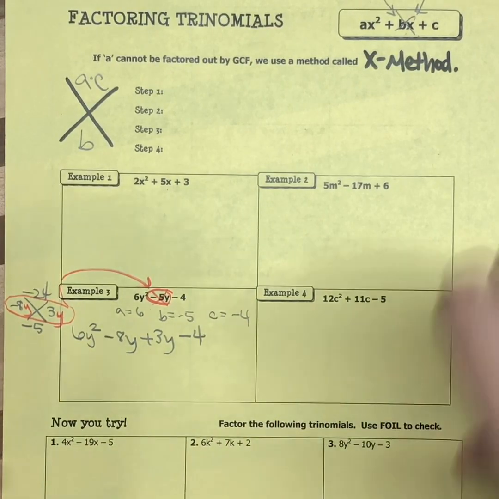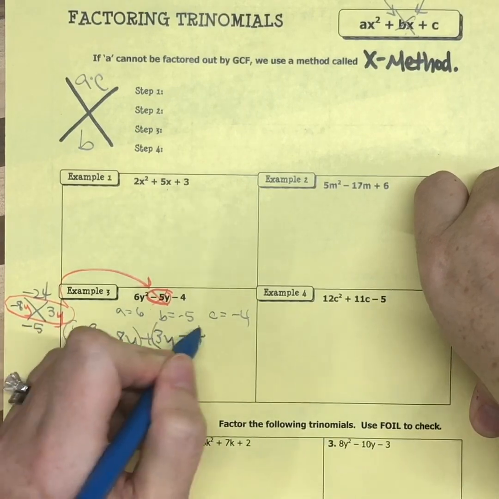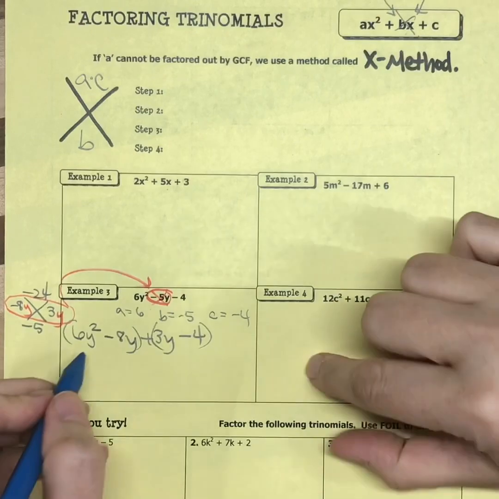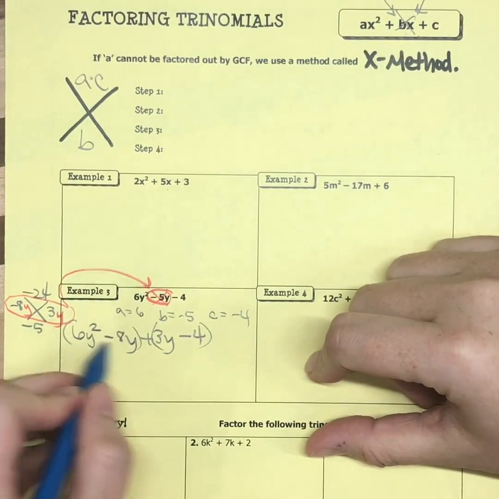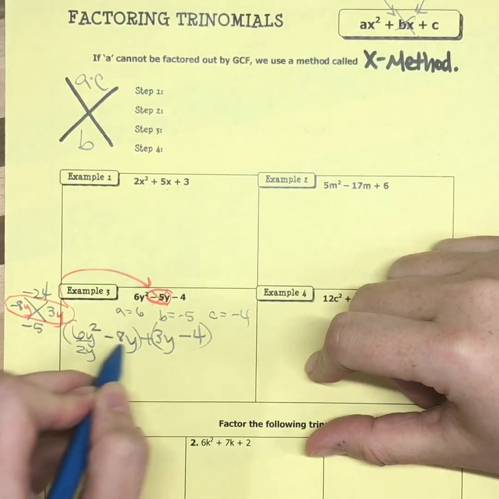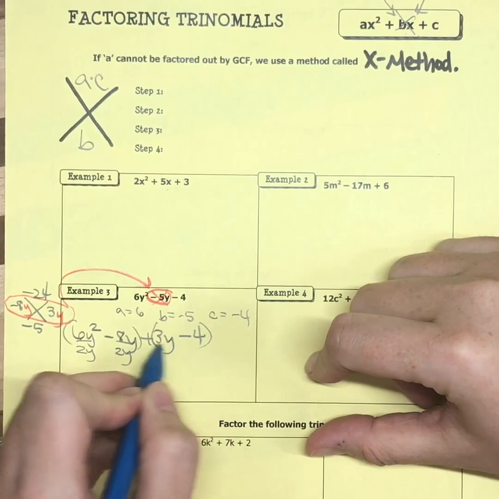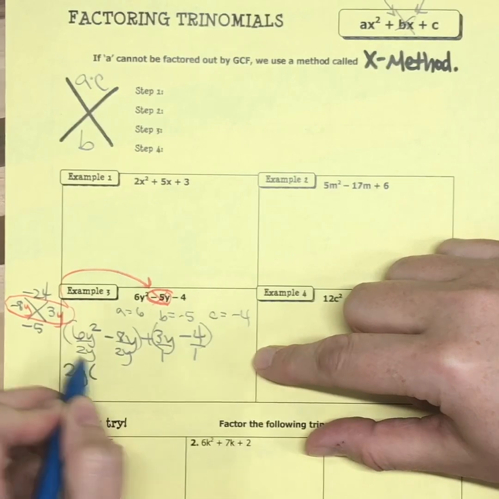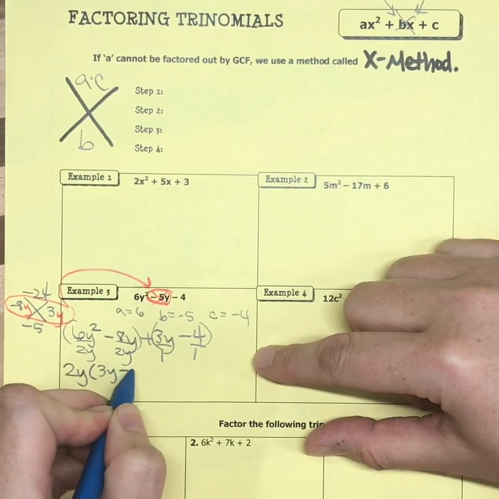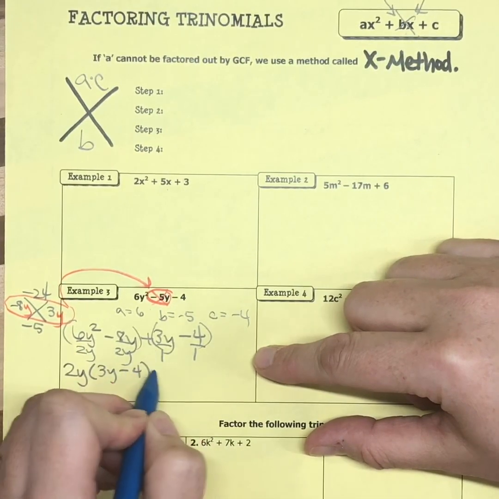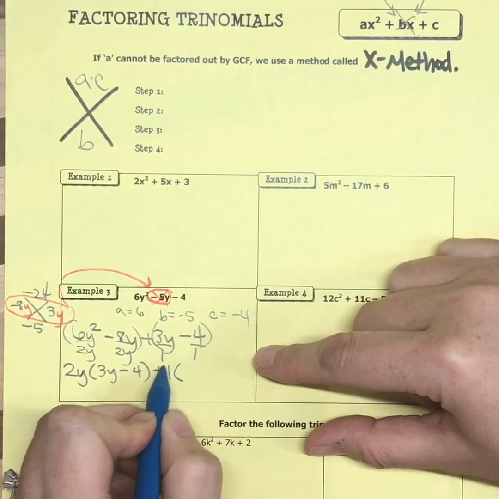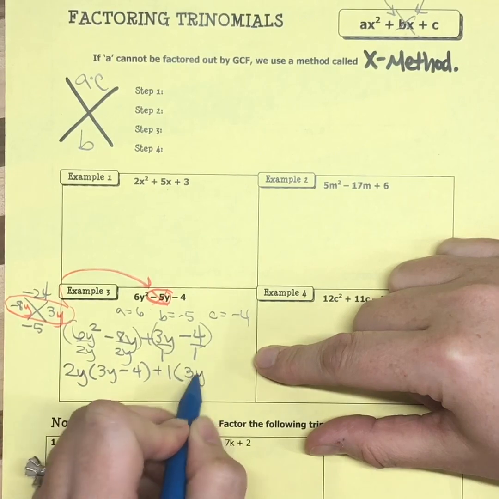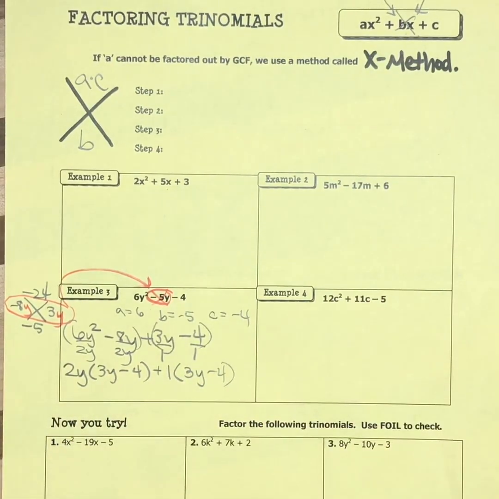Now, we group them because we have 4 terms. And we do our factor by grouping. Well, the first pair, the GCF is 2y, and the second pair, the GCF is 1. So we get 2y times 3y minus 4, and you always put the GCF in front. So the second pair had a GCF of +1, and then 3y minus 4 is left when you divide by 1.